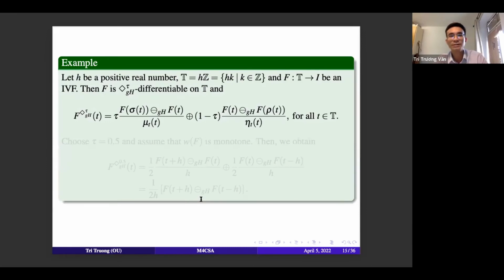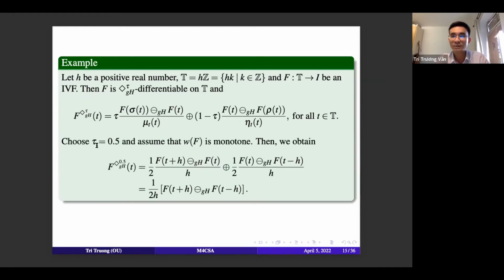So let's also consider the example for the time scale T equal to the integers. From the theorem we can see that the diagonal derivative can be computed in this formula, and we choose tau equal to 1/2, and we get this form. And this one is like the symmetric difference for the interval value function.